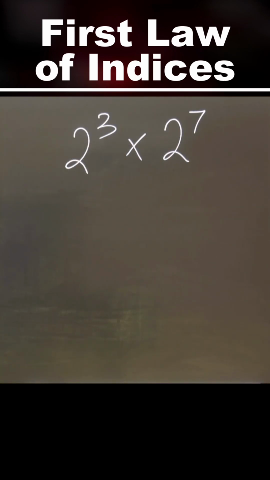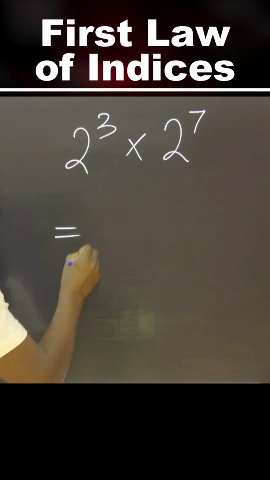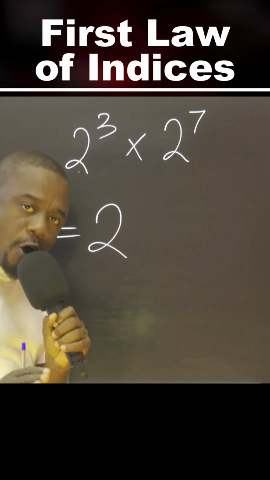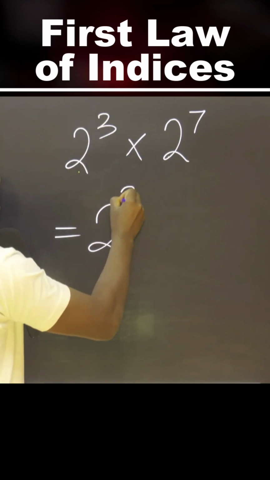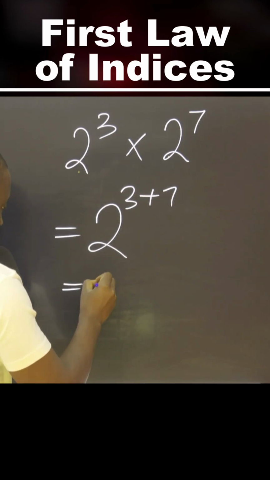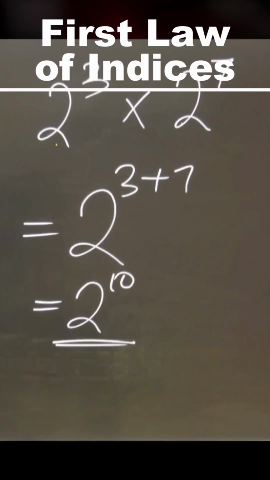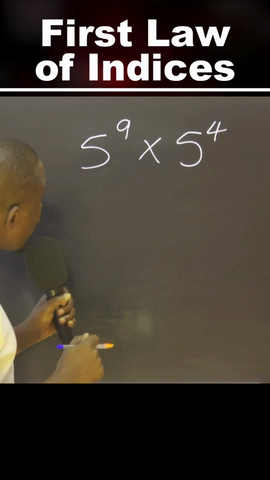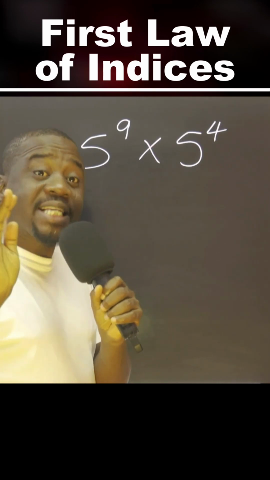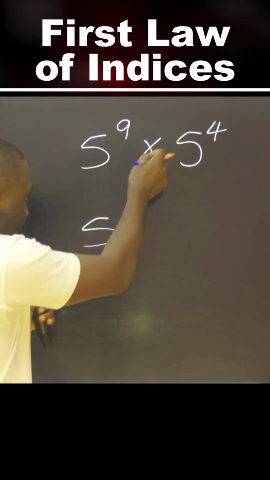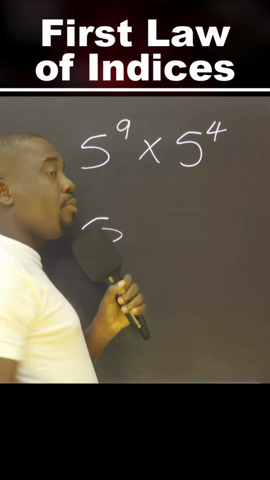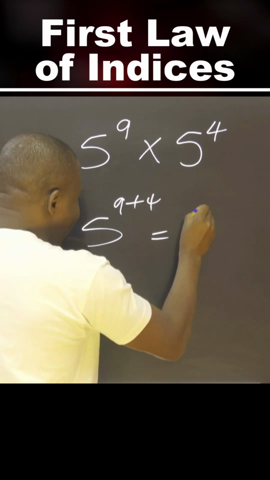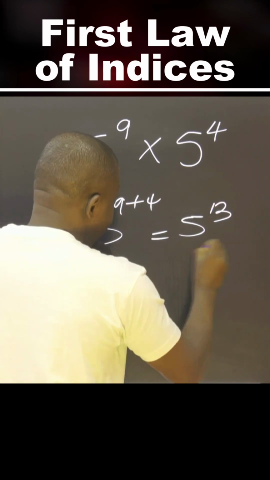Now, let's look at some instances. Look at this one. We are asked to solve this. The bases are the same, and there is multiplication here. All you have to do is to say 3 plus 7, which equals 2 raised to power 10. We are asked to solve this too, using the first law of indices. Are the bases the same? The bases are the same. That is 5. What about the operator? The operator is multiplication. It means you can simply add the powers to have 5 raised to power 13.